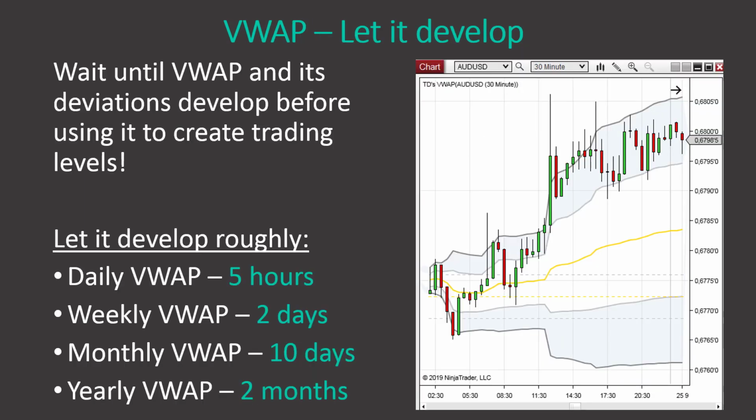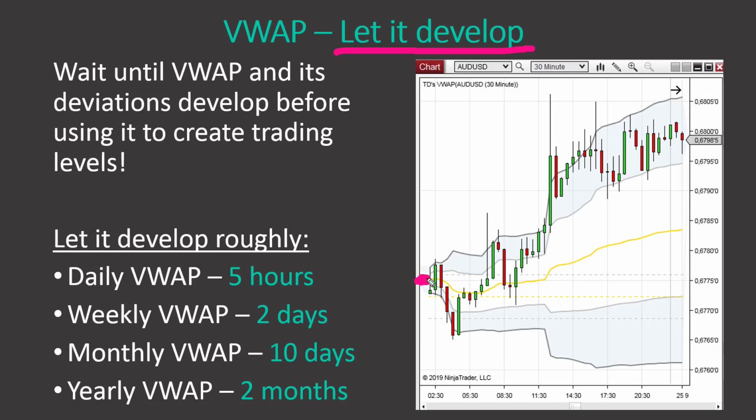Now, another part which I want to show you, this is actually a pretty interesting thing because I'm not really sure that many people actually do this, but it is an important thing. So let me show you. I think it's pretty important to let the VWAP develop before you start trading with it, before you start applying those trading strategies I showed you. So the reason for waiting for the VWAP to develop is this.